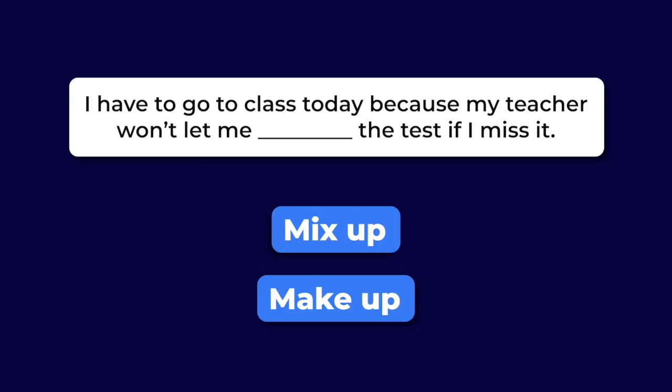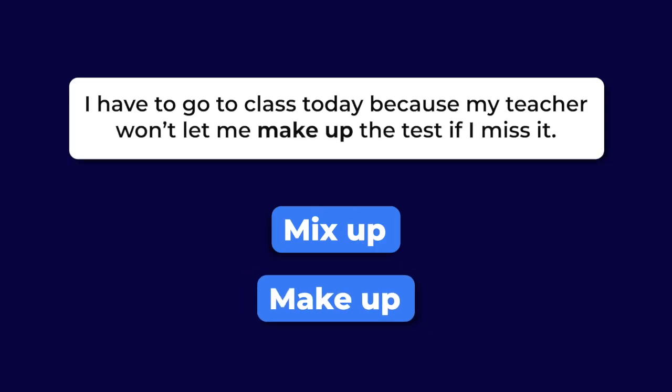The correct answer is my teacher will not let me make up the test. When someone lets you make up something, they let you redo it or reconcile it. So typically when we miss something, we might say, can I make this up? This means, can I have another opportunity to do the same thing? Or if you make a mistake and you make someone angry, you might ask them, how can I make this up to you? This means, how can I replace this incident with something better?